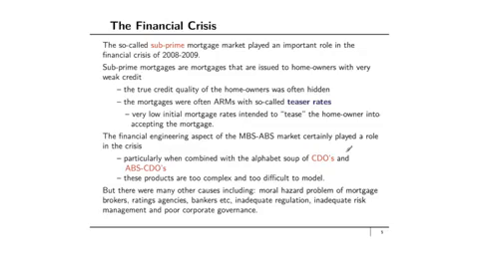Finally, let me say a little bit about the financial crisis. The so-called subprime mortgage market played an important role in the financial crisis of 2008 and 2009. Subprime mortgages are mortgages that are issued to homeowners with very weak credit. The true credit quality of the homeowners was often hidden, and the mortgages that were given to these subprime homeowners were often ARMs. Remember, an ARM is an adjustable rate mortgage where the mortgage rate is reset periodically.